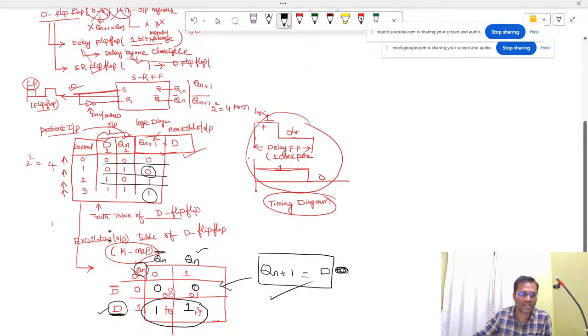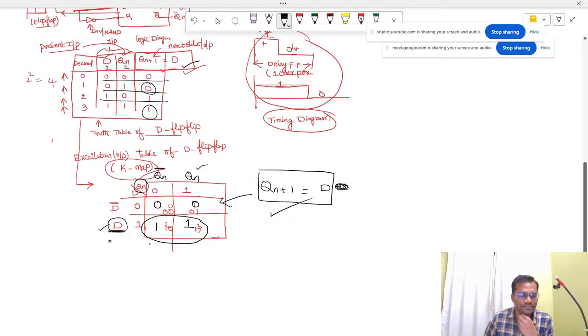So the same I had written here. Qn plus 1 value is equal to D is the output equation. Okay. So is the K map clear, or shall I explain again? Hello students. Is the K map clear? Shall I explain again? Clear, sir.